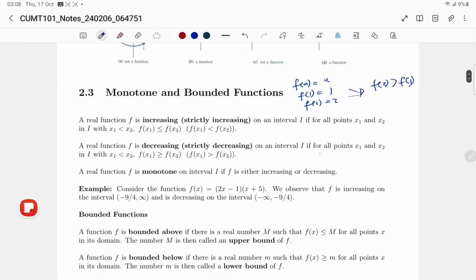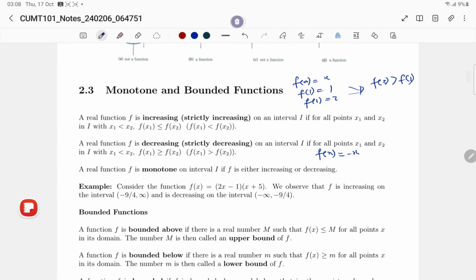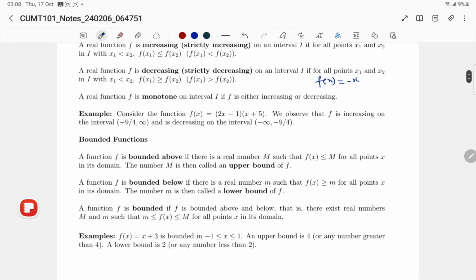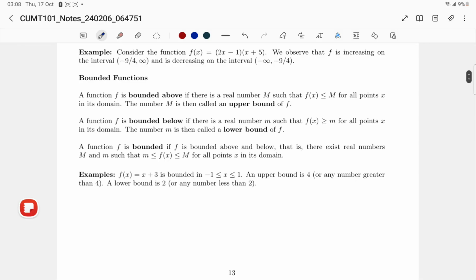If we consider a function like f of x is equal to minus x, it's strictly decreasing. A real valued function is monotone on the interval I if f is either increasing or decreasing. So it's just generally monotone if it is either of the two. Then we say that a function is bounded if there is a real valued M which bounds the function.